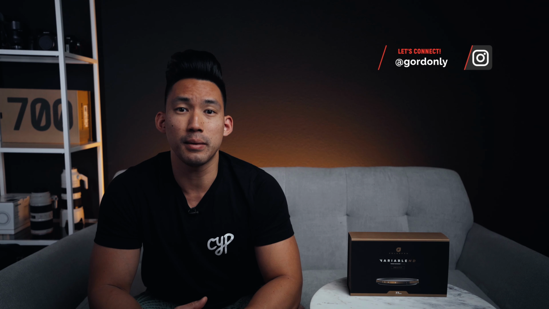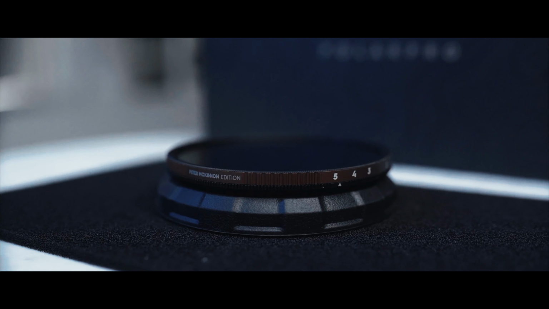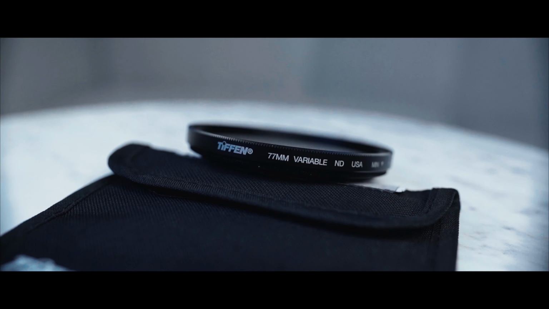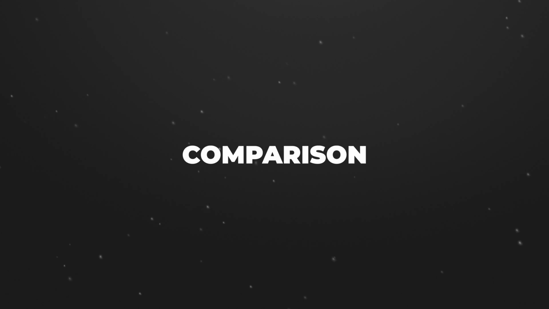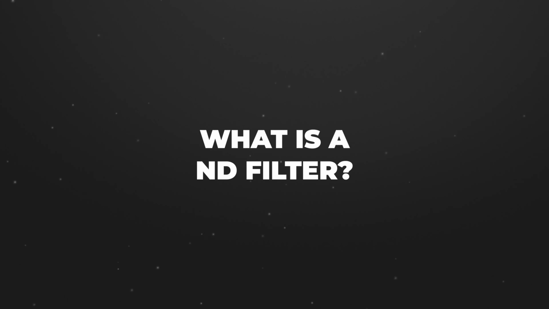In this video, I'm going to be doing a quick review comparing both the new PolarPro Peter McKinnon Variable ND, the 2 to 5 stops, and comparing it to the popular Tiffen Variable ND 2 to 8 stops. The specs I'll be comparing are price, build quality, number of stops, what it comes with, color and tint, and vignetting. And while I unbox this real quick, I'm going to go over what an ND filter is.